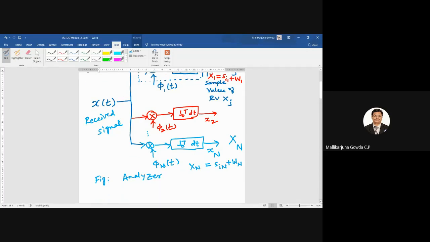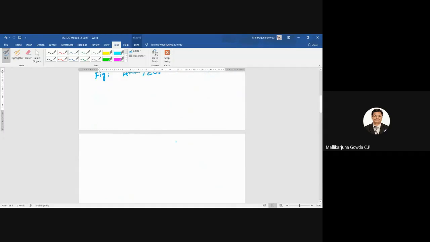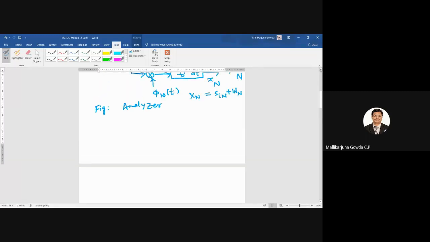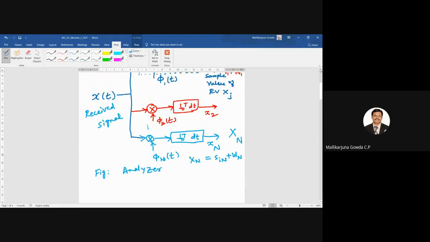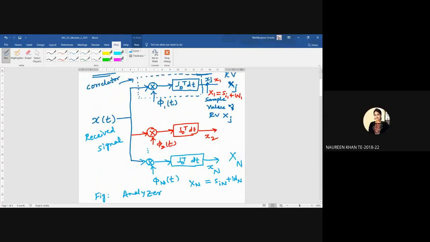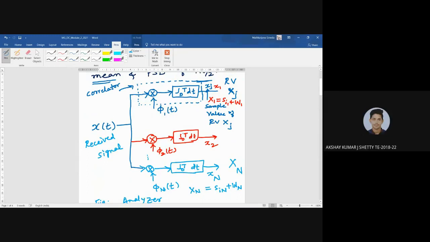Yes, hope you are understanding what I am saying. Hello, are you able to understand what I am saying? Hope you have written this diagram, the analyzer diagram. Yes, my dear students, please respond. Yes, sir. Yes, with me, sir. As we go further, you will be able to understand. At least you are aware what is an analyzer. I am telling here with respect to the received signal.